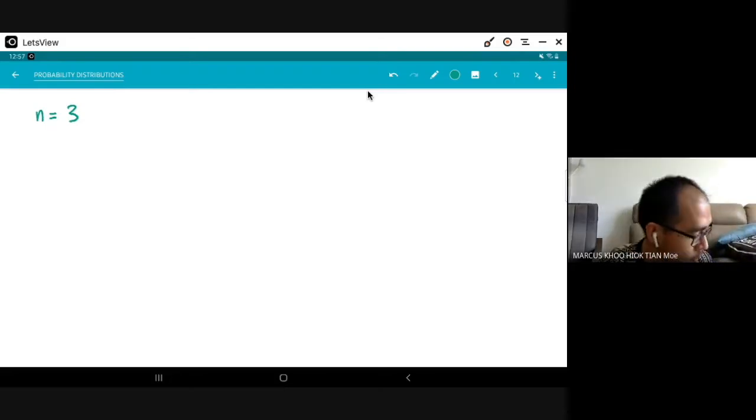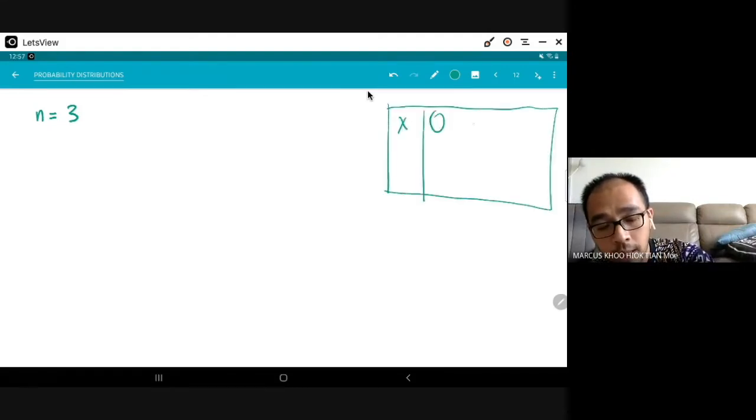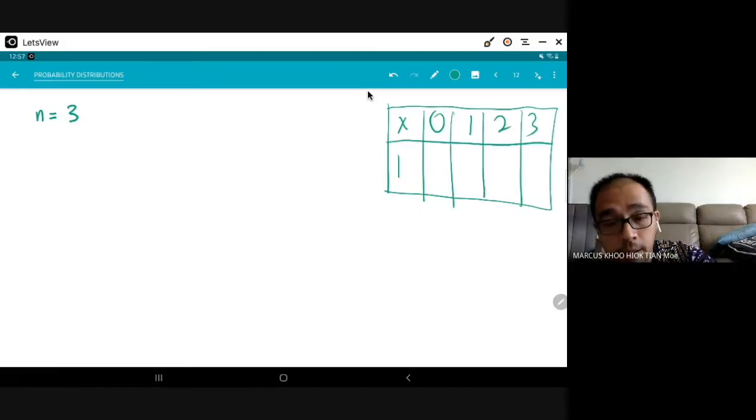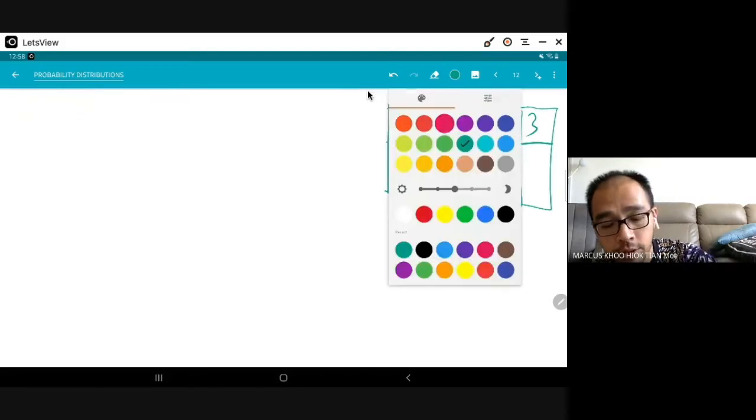Okay, so can somebody please tell me, when you did your table, x equals 0, 1, 2, 3. Can somebody please tell me all the probabilities in this, please? 0 is how much? Question number 4, page 151. Okay. Number 4. Sorry, don't type it out. I'm not paying attention to the chat. You have to unmute yourself and tell me. What is the probability for 0 for question number 4?